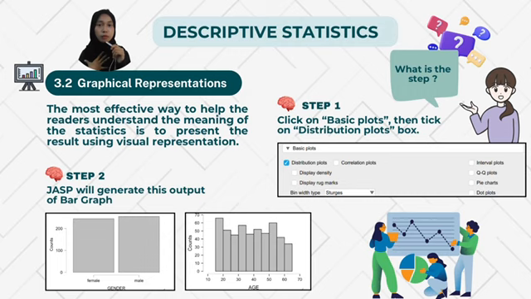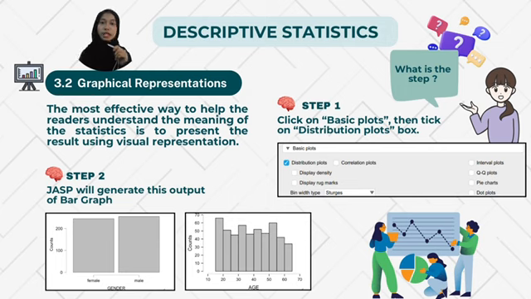Now let's move on to section 3.2, graphical representation. The most effective way to help the readers understand statistical data is by showing it visually. Instead of showing the numbers in a table, we can make the information clearer by using graphs and charts. So how do we do this in JASP? Let me show you the steps.